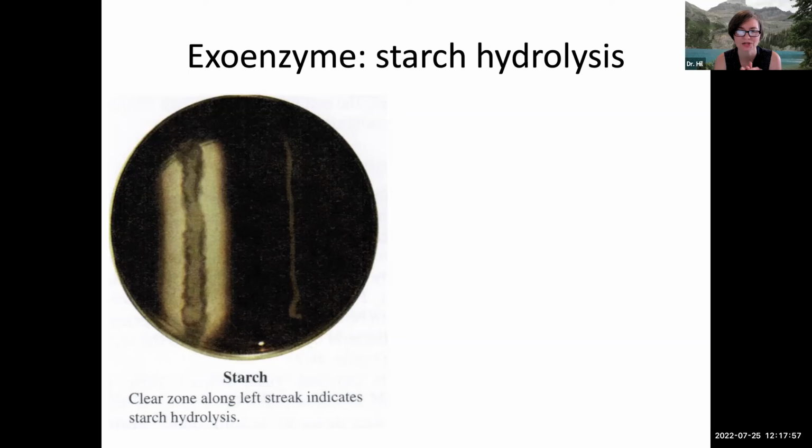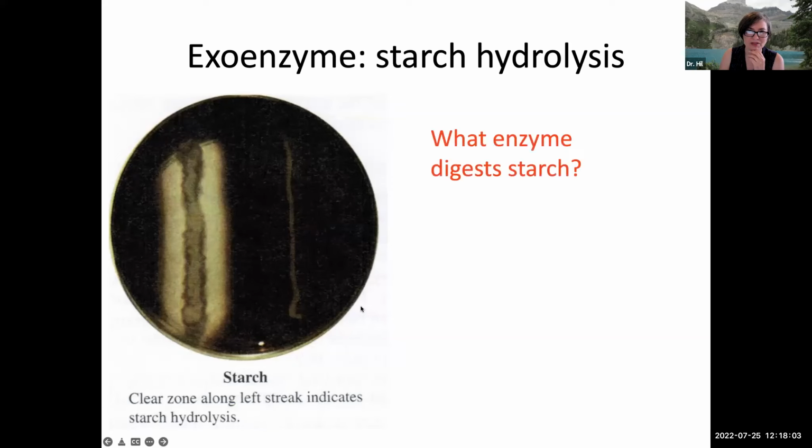Okay, that's great. The one on the left, clearly, because there's a clearing around the streak where the starch is gone. And what was that enzyme that they were using to do that again? That's correct. Good old friend amylase.